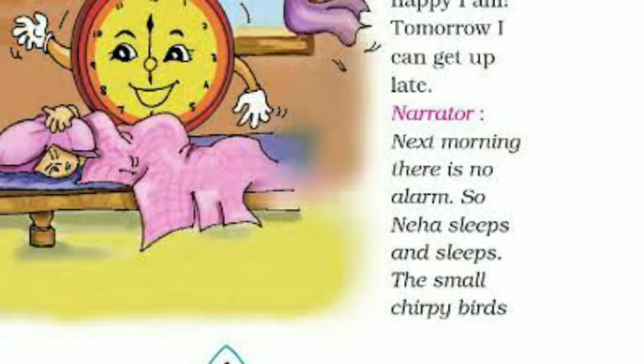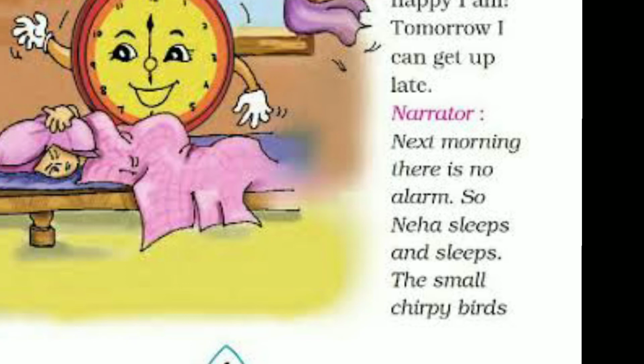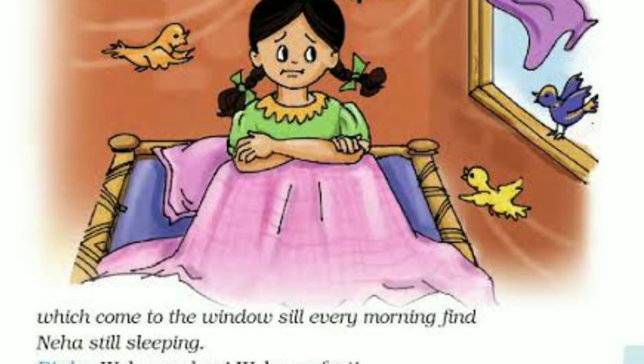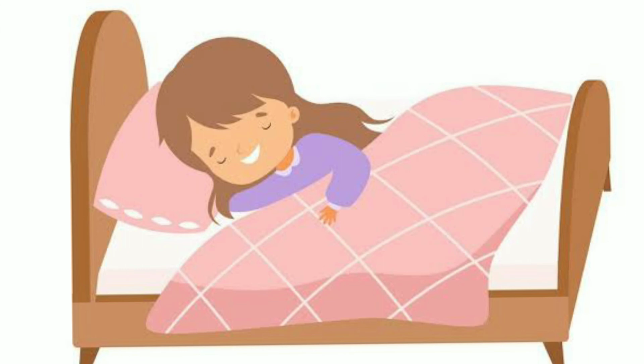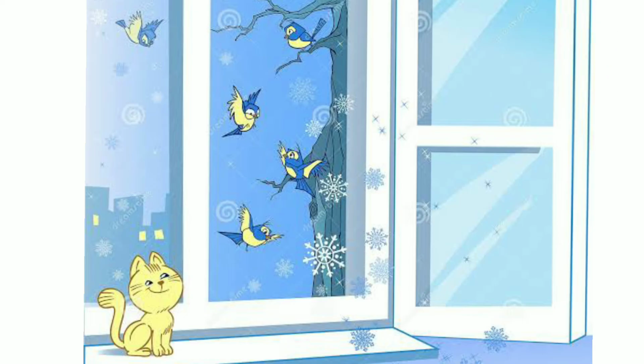Okay, now look at the last paragraph of the same page. Narrator: Next morning there is no alarm. So, Neha sleeps and sleeps. The small chirpy birds which come to the windowsill every morning find Neha still sleeping. See, here, the next morning there is no alarm. So, Neha sleeps and sleeps. After the clock was broken, next morning there was no alarm to wake up Neha. And she was sleeping. And in the morning, the birds which come to the windowsill every morning, they found Neha still sleeping.